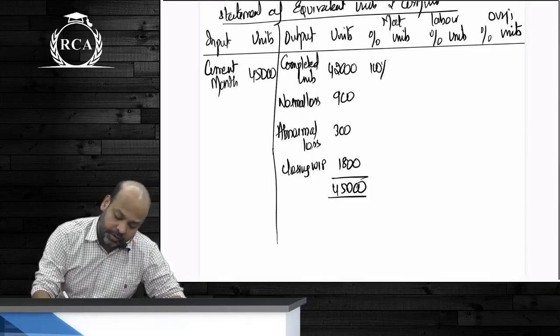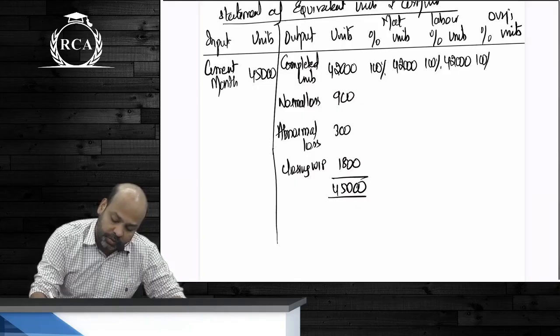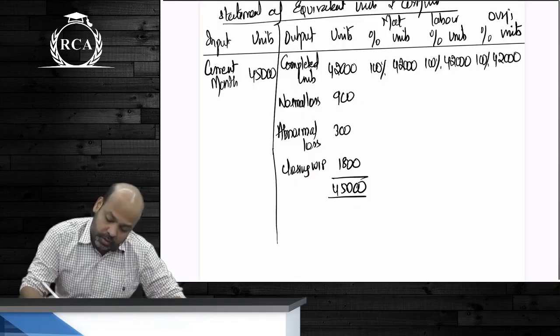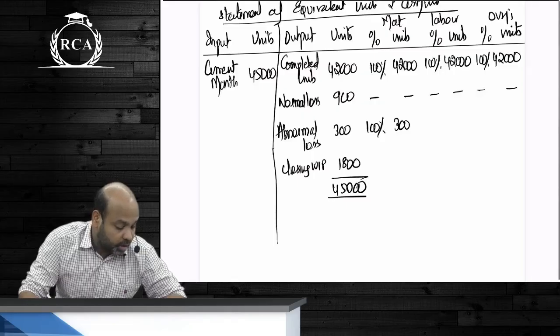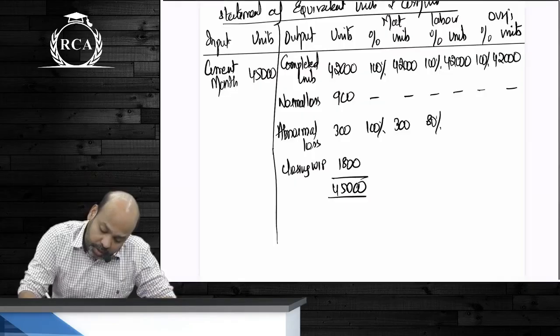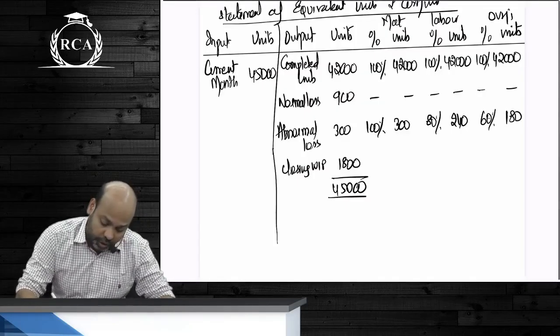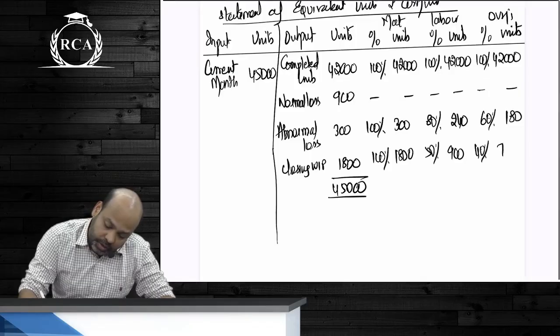Completed units will always have a 100% degree of completion. That's 100%, 42,000. Normal loss will always have a 0 degree of completion. Abnormal loss degree of completion is given in the question: 100% for material and 80% for labor and 60% for overheads. Closing work in progress also has degree of completion given: 100% for materials, 50% for labor and 40% for overheads.